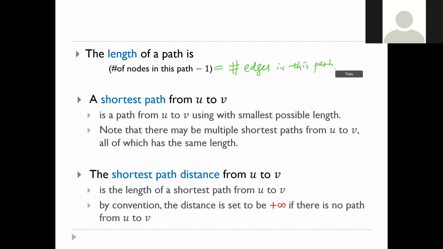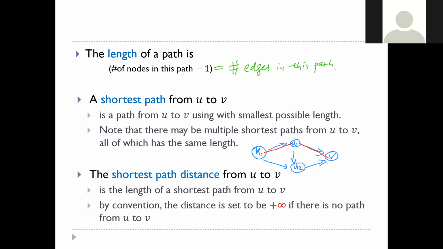The shortest path from U to V is simply a path whose length is the smallest possible. For example, let's say this is my graph, with U going to U1, going to V, and U2, and I want to reach V from U. I could go from U to U1 to V, or I could go from U to V1 to U2 to V. Clearly, the shortest possible way has length 2. So this red path is the shortest path from U to V.